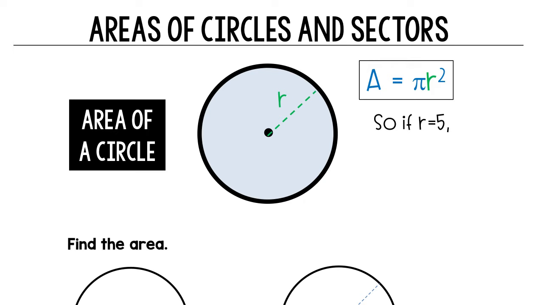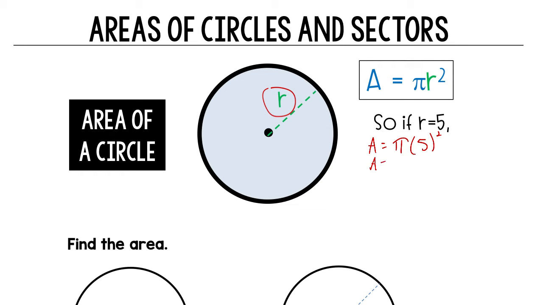So for the area of a circle, what we need to know is the radius first and foremost. We've learned several ways to find the radius if we're given other parts of the circle, but that's essentially what we need. The equation for the area of a circle is pi times r squared, r being the radius. So if the radius is 5, area A is pi times 5 squared.